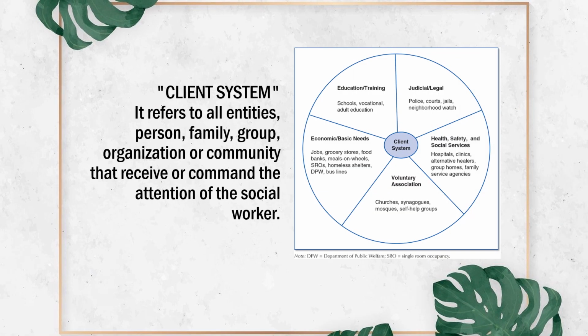An emerging term frequently used nowadays is client system. It refers to all entities, person, family, group, organization, or community that receive or command the attention of the social worker. It includes or covers such terms as client, target population, change target, and the like. System implies that the entities are acting like units of one collective entity and are interacting in an interrelated and interdependent manner with each other.